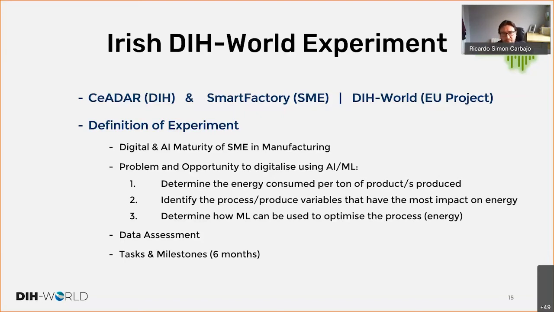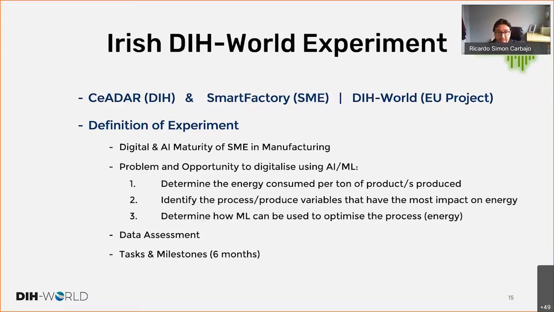So then we defined the problem and the opportunity to apply AI and machine learning. For example, to determine, as Brendan was saying, the energy consumed per ton of products. This applies to many areas within the manufacturing sector, not just the dryers, the particular experiment that we conducted with the spray dryers. Also, it's very important for many companies to identify which process variables within this data impact the energy consumption. And at the end of the day, one of the main interesting things for this company, and particularly for Brendan, is to know how machine learning can help their business and help their clients.